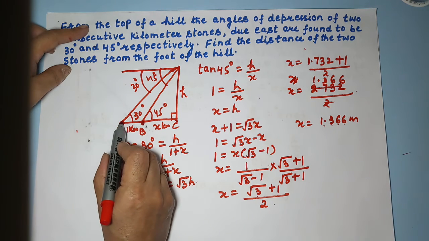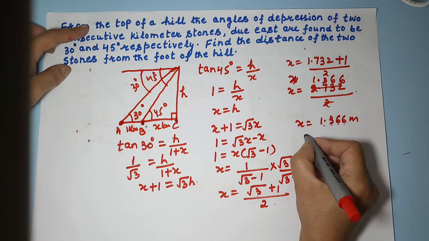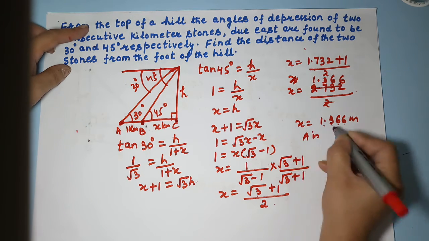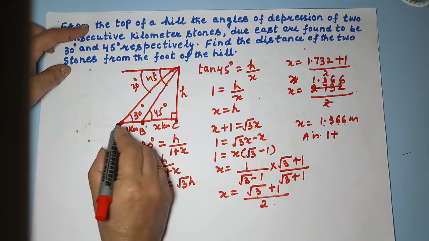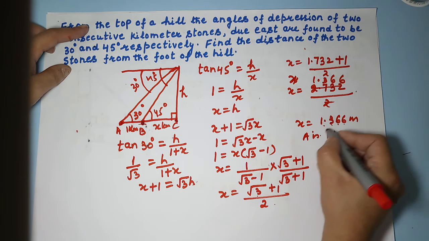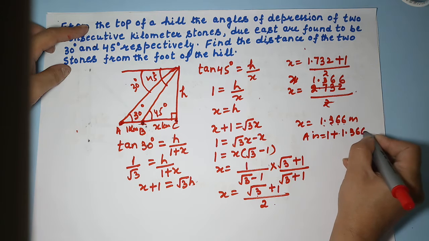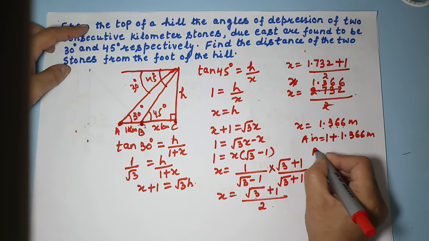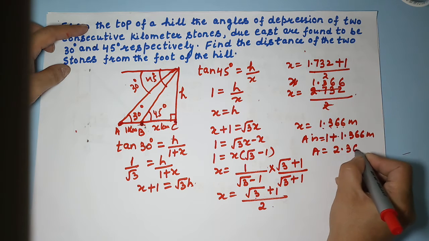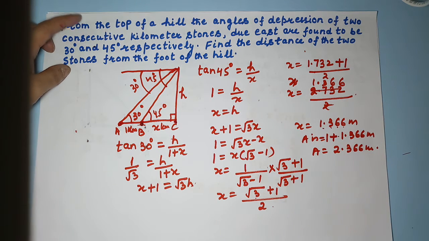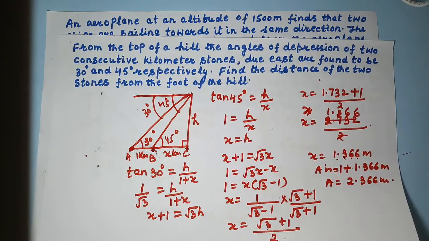And if I want to know the distance of A stone from C, so how far is A from C? We will add this 1 kilometer distance, so it is 1 plus 1.366. So A's distance from the foot of the hill is 2.366 kilometers. Right? Okay.